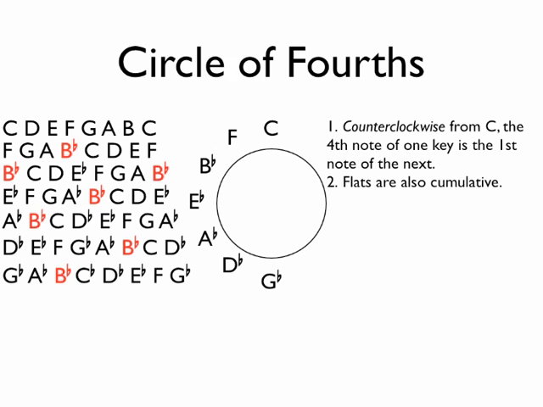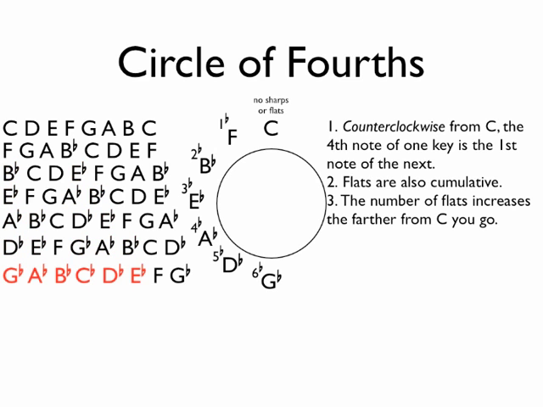Because they're cumulative, that means the further away you get from C, the greater the number of flats you are going to see. So none in C, 1 in F, 2 in B flat, etc., etc. The number of flats increases the farther away you get from C. So now you need to know, where do I find the new flat in each key? If you take the root note and you go up a fourth, you're going to find the new flat in each key.